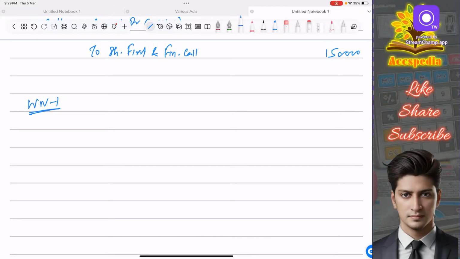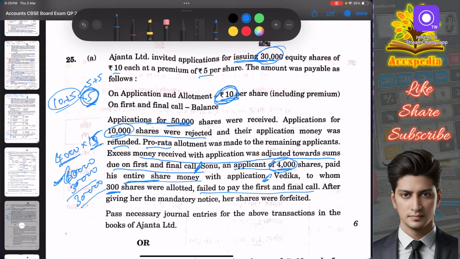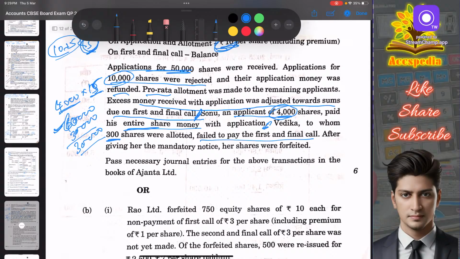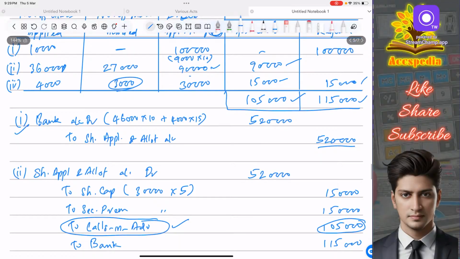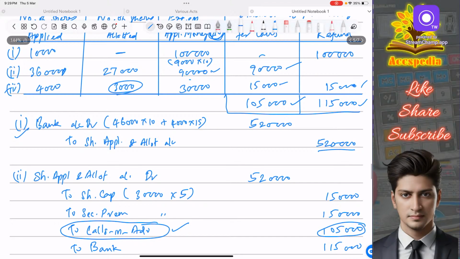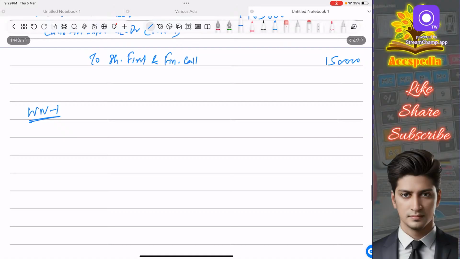Working note 1. Now you see, Vedika, whom 300 shares were allotted, this is very important, failed to pay first and final call money. Since there is only one group, he no need to pay first and final call, full amount is received. So she comes from this group where there is some excess money remaining, they have to pay. So we have to calculate excess money of Vedika.